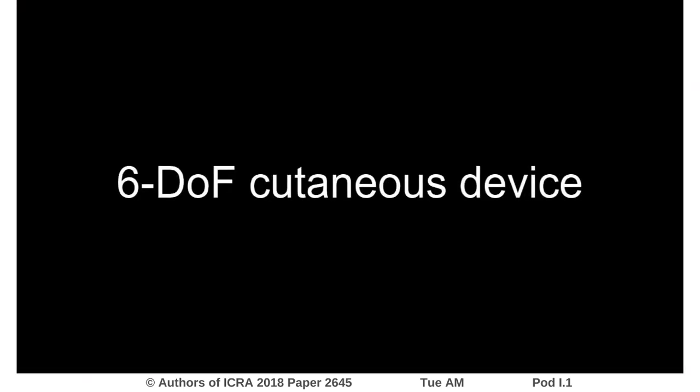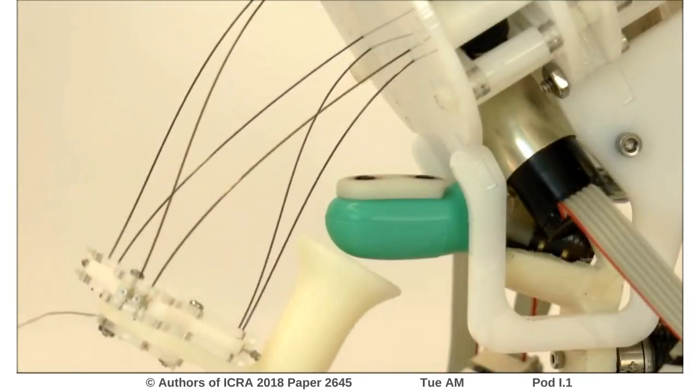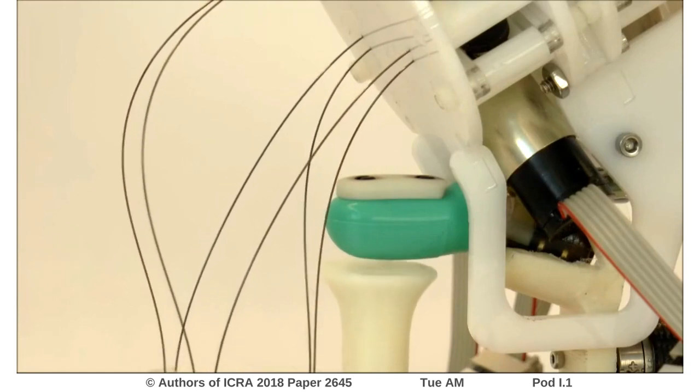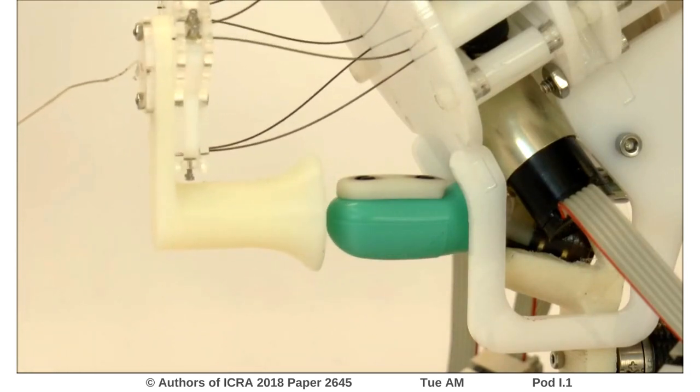The 6 degrees of freedom device is a parallel continuum manipulator, consisting of 6 parallel compliant legs that pass through a fixed base platform and attach to the distal platform. The end effector's pose can be controlled by independently adjusting the 6 leg lengths via 6 motors behind the base platform.